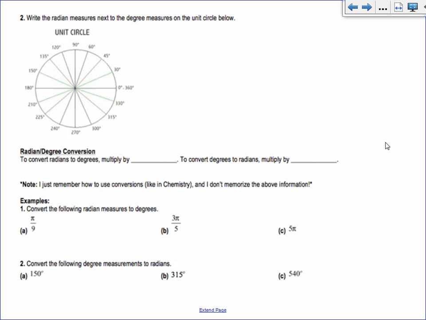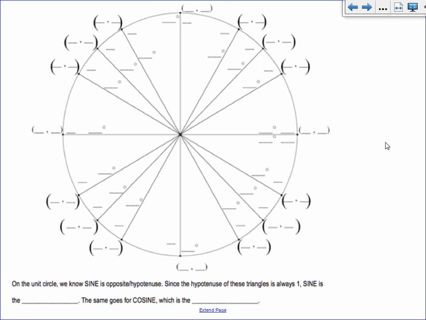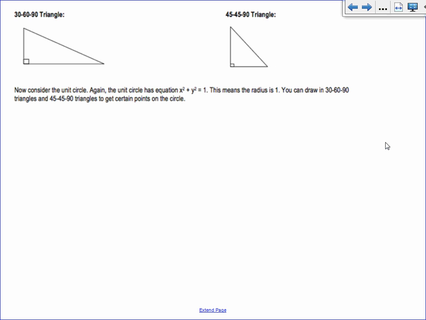All right, so number 2, write the radian measure next to the degree measures on the unit circle. So you guys are going to have a quiz that looks like this in a couple of days. Do you guys see this big circle? It's on the next page. It's going to be completely blank. You're going to have to fill in the degree measures, the radian measures, and coordinate points, x and y. So coordinates, degree, and radian measures. Everything you're going to need to know.